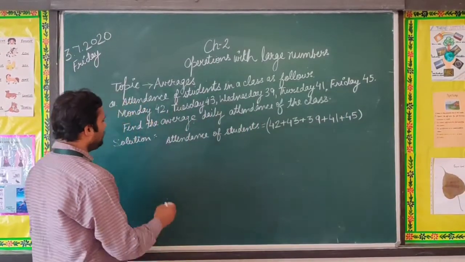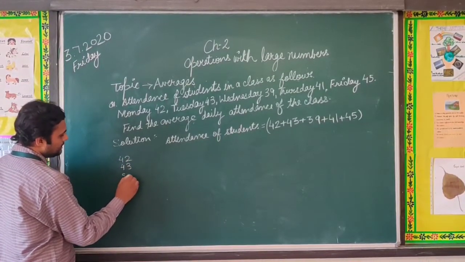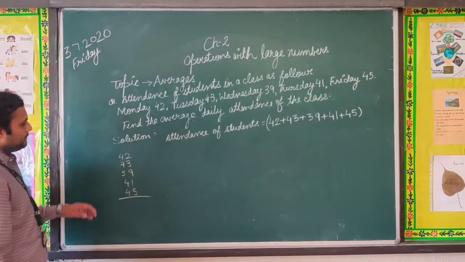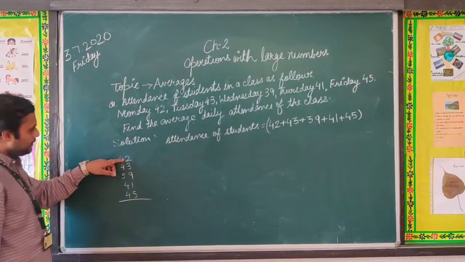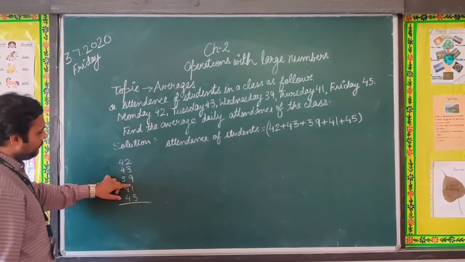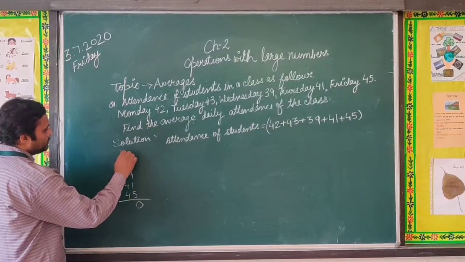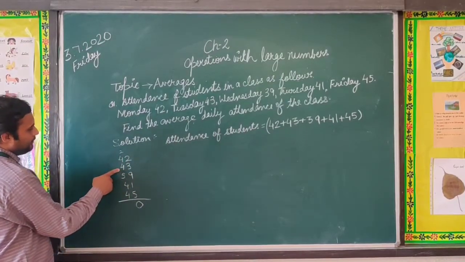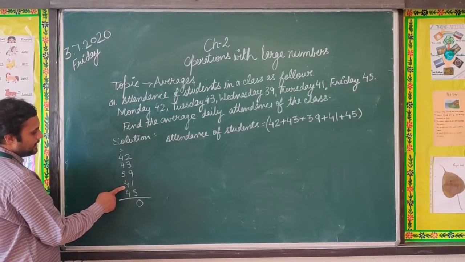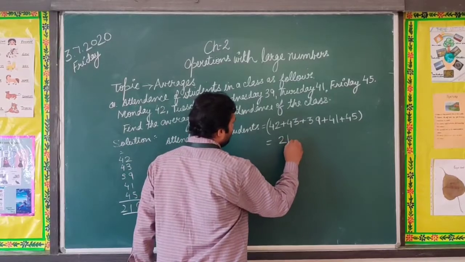You have to add all these numbers. Do the rough work: 42 plus 43 plus 39 plus 41 plus 45. 2 plus 3, 5. 5 plus 9, 14. 14 and 1, 15. 15 and 5, 20. 0, carry 2. 2 plus 4, 6. 6 plus 4, 10. 10 plus 3, 13. 13 plus 4, 17. 17 plus 4, 21. So the sum is 210.